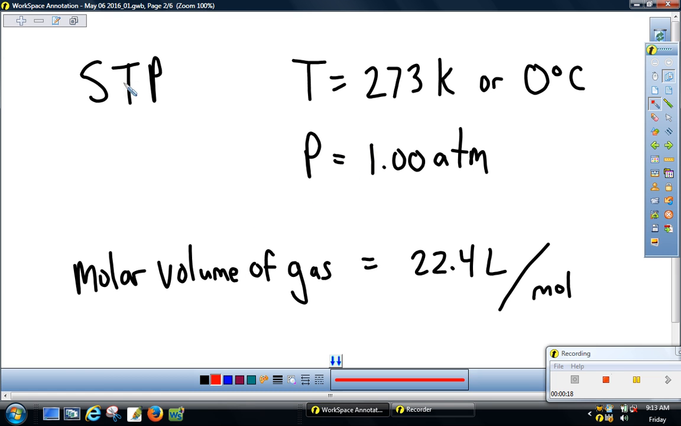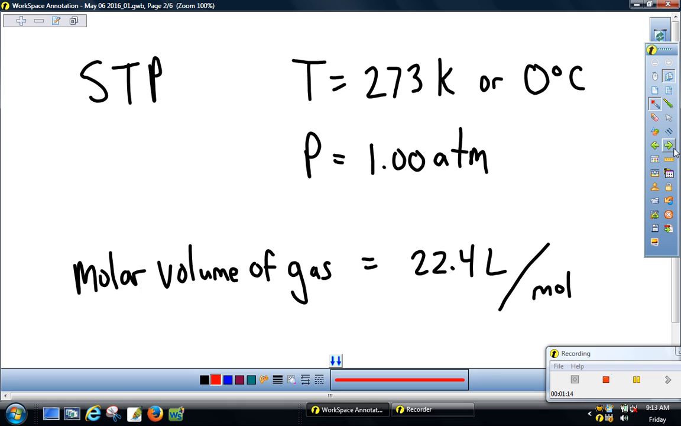At STP, we established that gases take up 22.4 liters of space, of volume, per mole. So for every 1 mole of gas you have at STP, it'll take up 22.4 liters of space. And that's just an application of Avogadro's law, saying that equal volumes of gases at the same temperature and same pressure take up the same amount of space, same volumes. And so 1 mole of any gas takes up 22.4 liters.